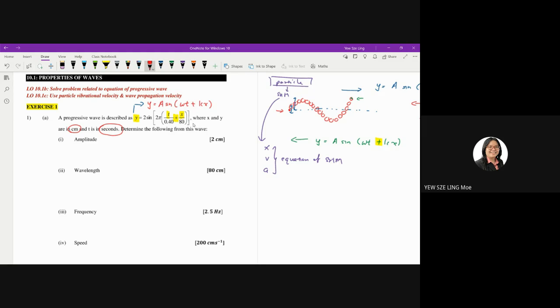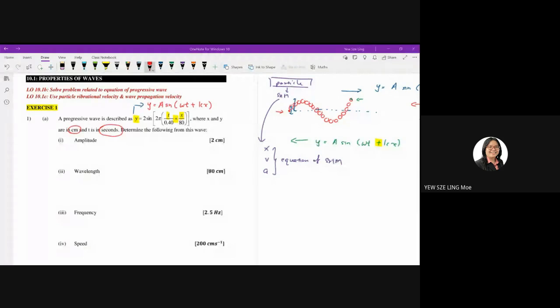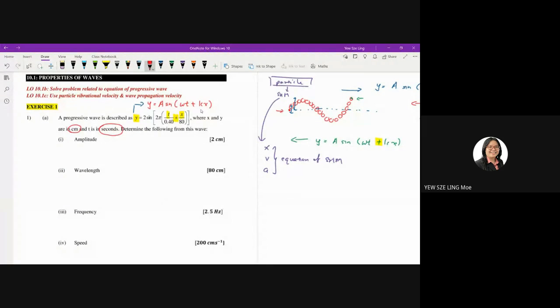We are given an equation, and when you're given an equation, the thing we should do is the comparison. So compare with the general equation. By comparison, we found out that amplitude A equals 2. What is the unit? Since y and x are in terms of cm, of course A would be in cm. So A equals 2 cm.